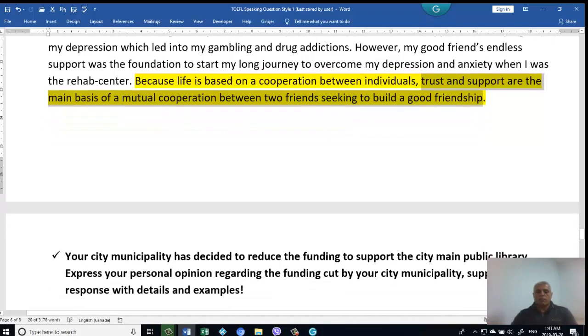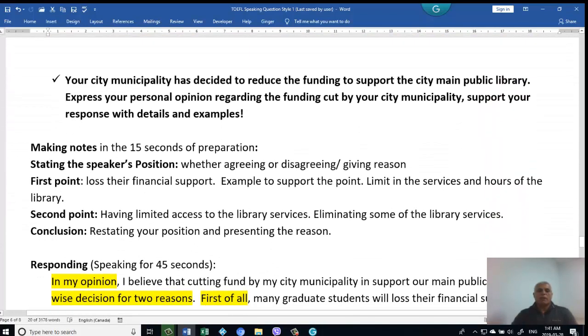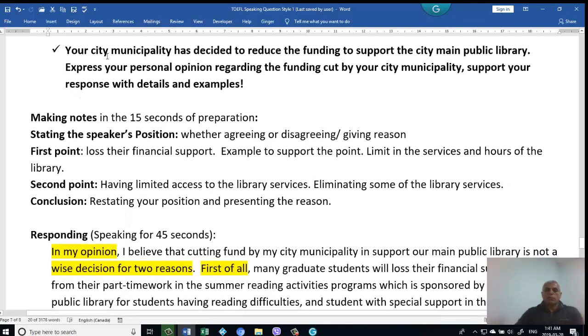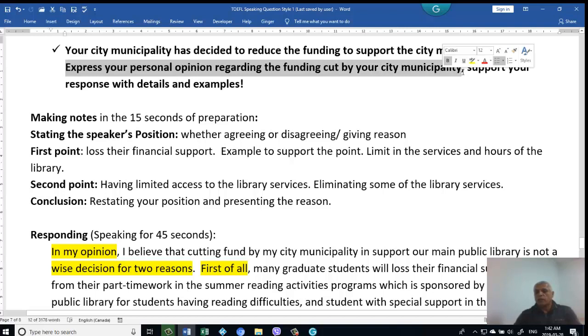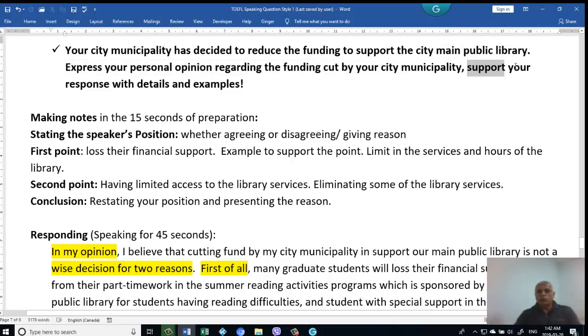Let's look for another example. Your city municipality has decided to reduce the funding to support the city's main public library. Express your personal opinion regarding the funding cut by your city municipality. Then we say here, support your response with details and examples. Here we could make a question like this, or you could continue.